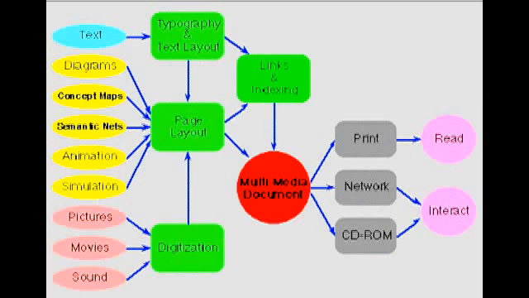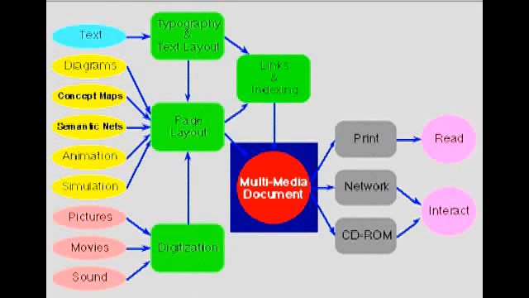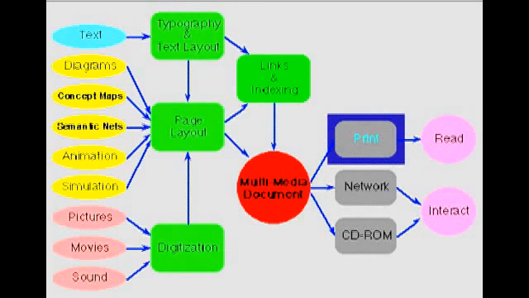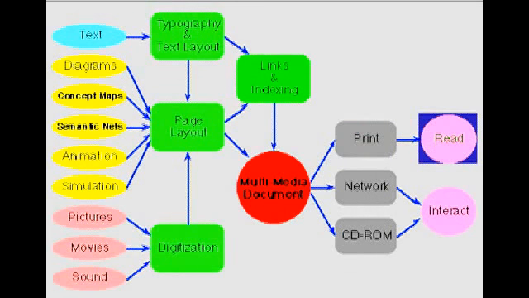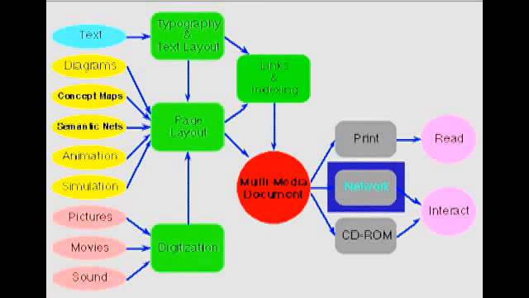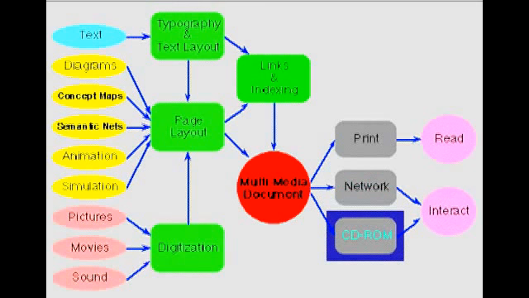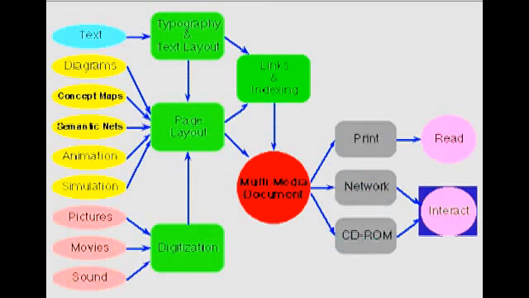The objective of KWrite is to allow very high-quality multimedia documents to be produced, which can be issued in printed form for conventional reading, and also put out as active documents on the network and CD-ROM, allowing direct user interaction with the embedded data structures.